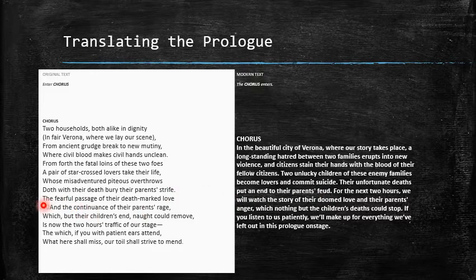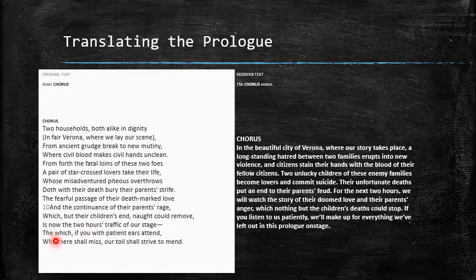So now, the fearful passage of their death-marked love and the continuance of their parents' rage, which but their children's end not could remove, is now the two hours' traffic of our stage. So what is being said is that for the next two hours, we will watch the story of their doomed love and their parents' anger, which nothing but the children's death could stop.